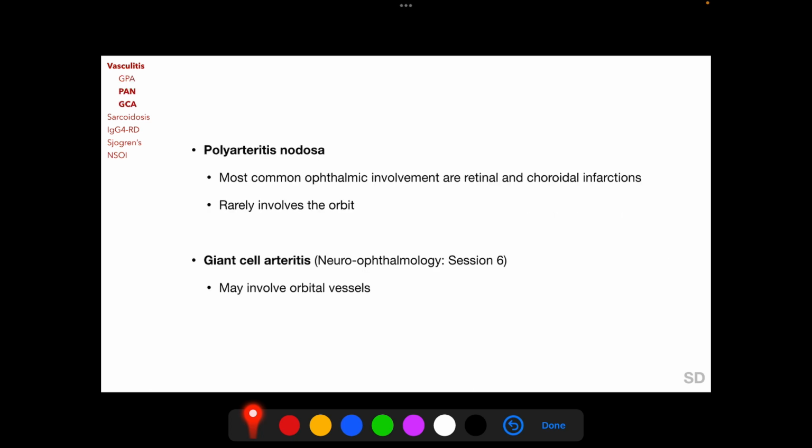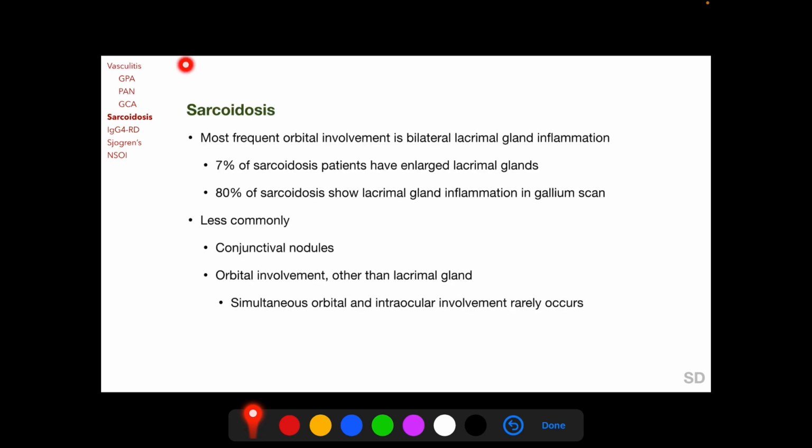In polyarteritis nodosa, the most common ophthalmic involvement is intraocular, with retinal and choroidal infarctions, and polyarteritis nodosa rarely involves the orbit. Giant cell arteritis we have discussed in the section on neuro-ophthalmology, and giant cell arteritis may involve orbital vessels also. Sarcoidosis can involve the orbit, and the most frequent orbital involvement in sarcoidosis is bilateral lacrimal gland inflammation.